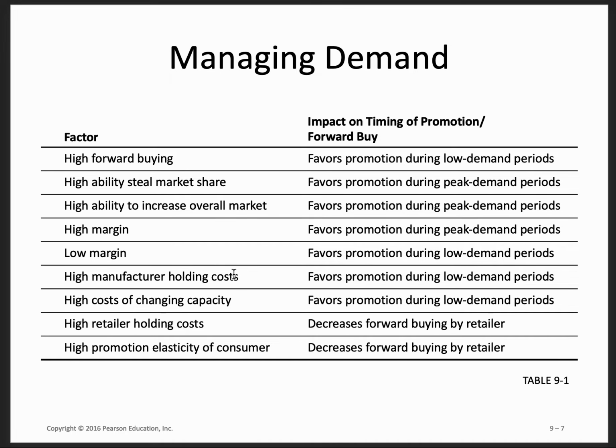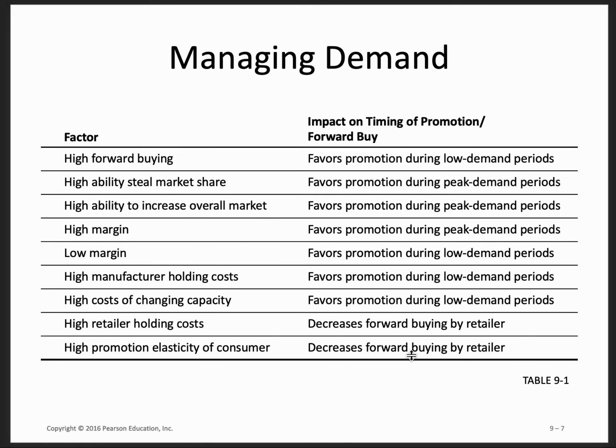And the same goes for high manufacturing holding costs: promote in low demand periods. High costs of changing capacity, that is hiring people or letting people go, having overtime and so on. If those costs are very high, then you should promote during low demand periods. And if retailer costs are high, then this decreases forward buying by retailers. So that means that you have to coordinate with the retailer to figure out exactly when you do it, because your peak demand period and the retailer's peak demand periods might not align exactly. And the same goes for high promotion elasticity of customers. So this also decreases forward buying by the retailer.